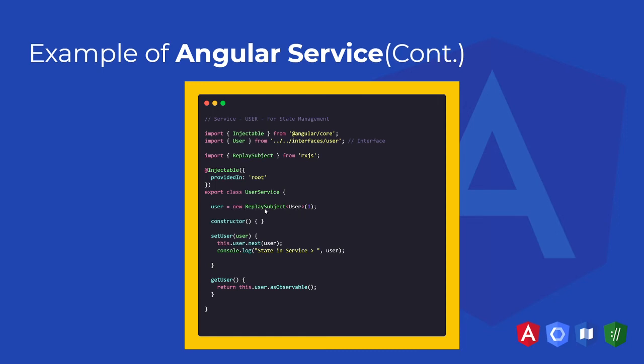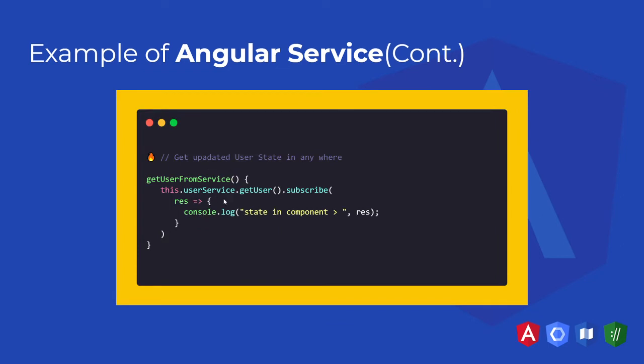ReplaySubject is used in Angular to hold the data at a step level. If you want to hold the data for 2 steps, you have to pass 2 in the circular brackets, so it is responsible for handling the state for two steps. And if you want to store the data for 3 layers, you have to pass 3. After that, I have made the setUser method, which is responsible for taking the input for the user and storing the user in the replay subject.